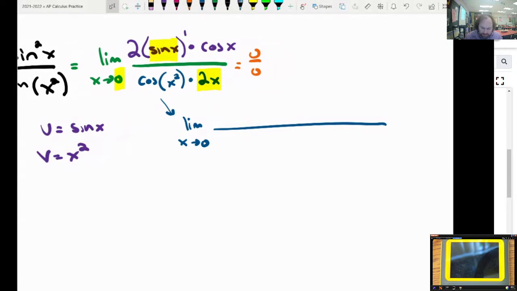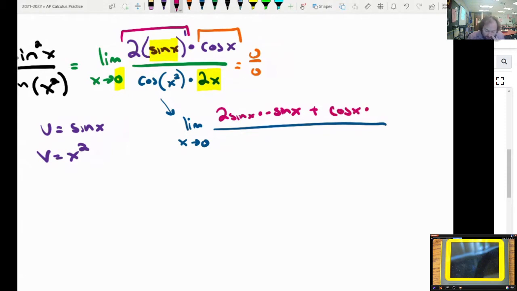So for the top of this fraction, let's treat this chunk as the first thing and this chunk as the second thing. So it would be the original first, 2 sine of x, times the derivative of cosine of x, which is negative sine of x, plus the original first thing, the cosine of x, times the derivative of 2 sine of x, which would be 2 cosine of x.